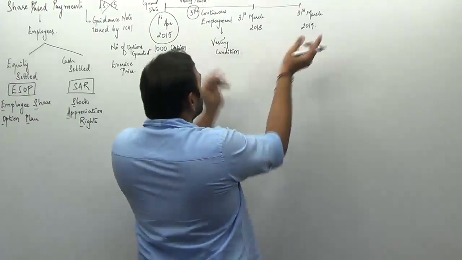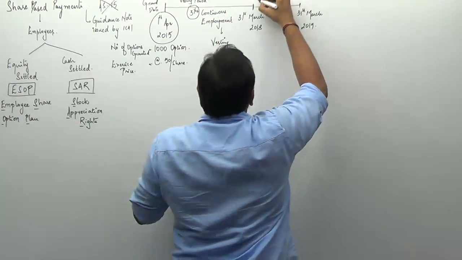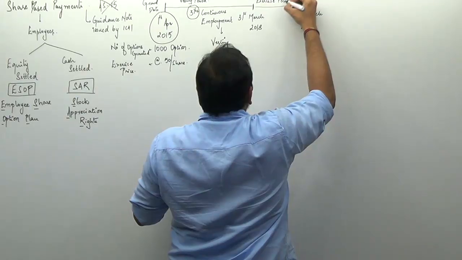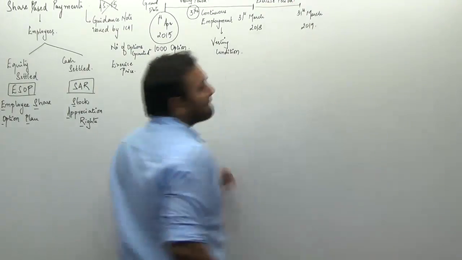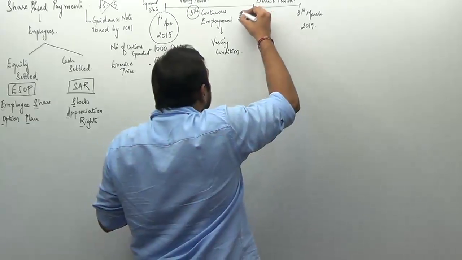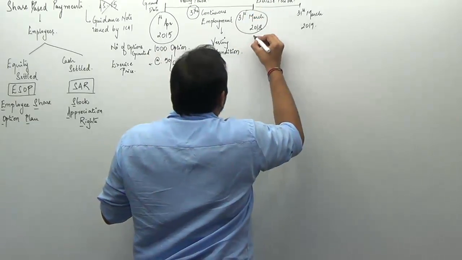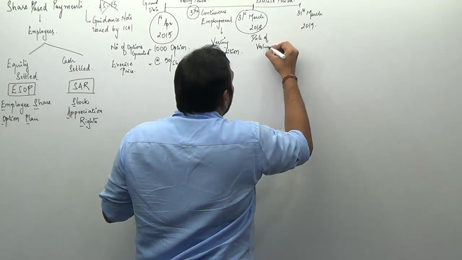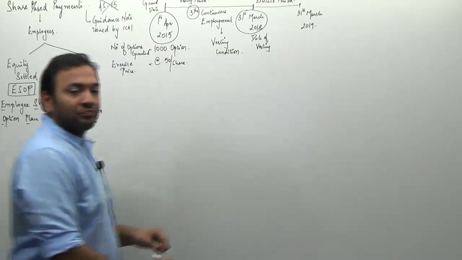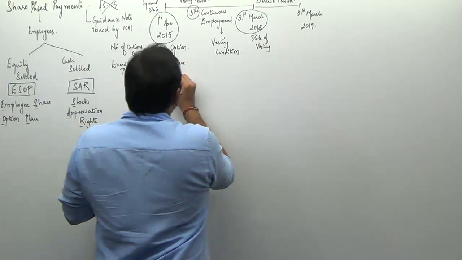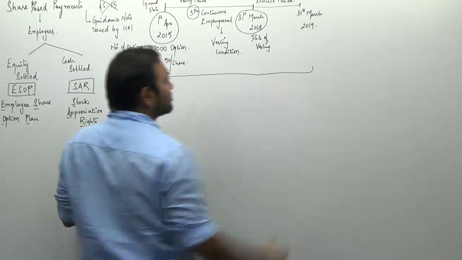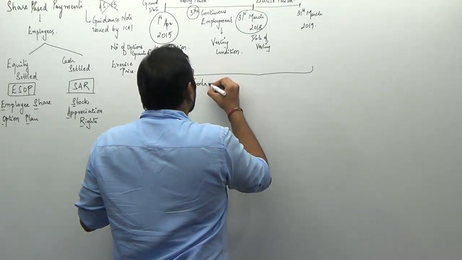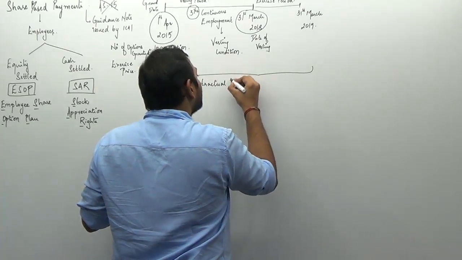This 1 year which is attached to the vesting period is an extension. We call this the exercise period. This 31st March 2018 that you see here is called the date of vesting. This entire period from 1st April up to 31st March 2019, covering 4 years, is called the contractual life of the option.